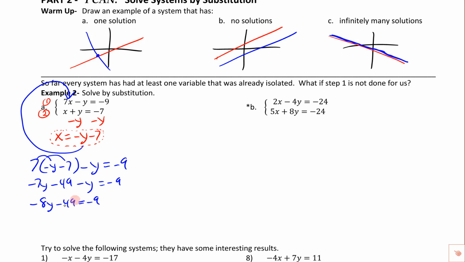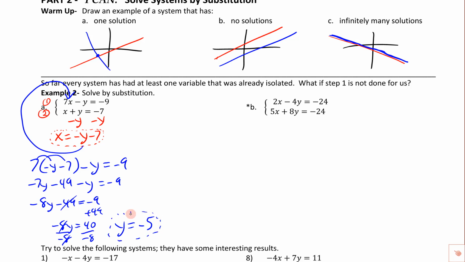-9. We're going to add the 49 to both sides, so we get -8y, and then over on this side, -9 plus 49 would be 40. And look at this. This is looking pretty good because 8 will go in there evenly, so we get y equals -5. Okay, so that's what y equals.